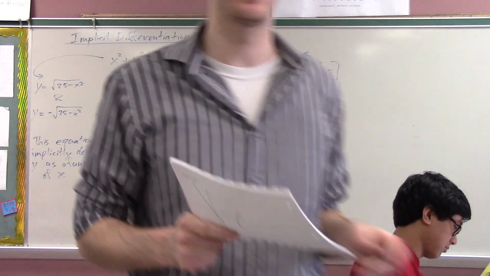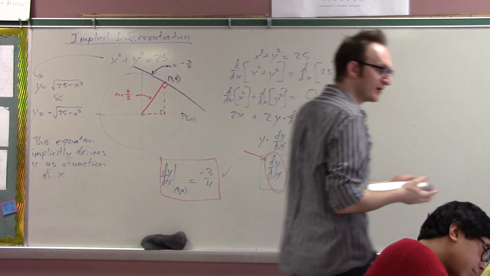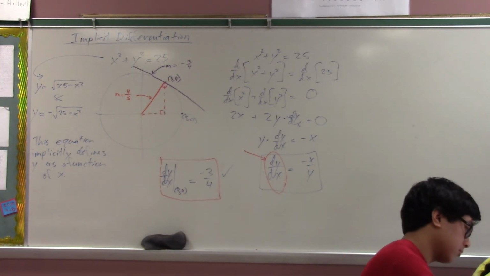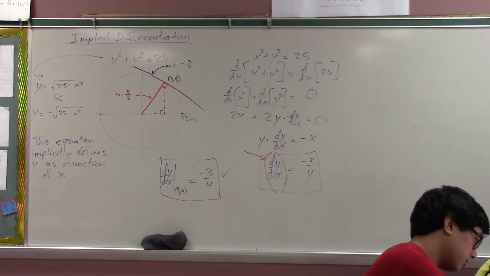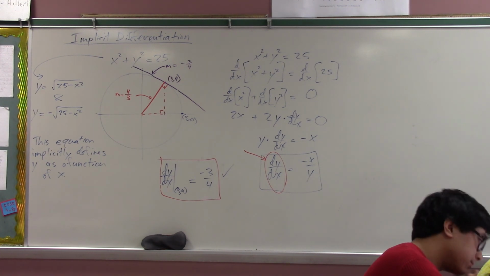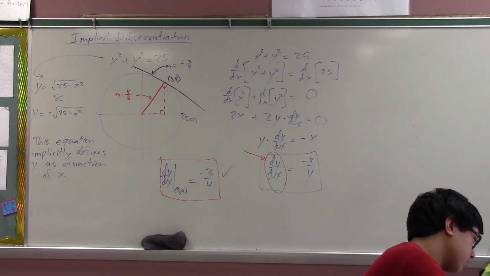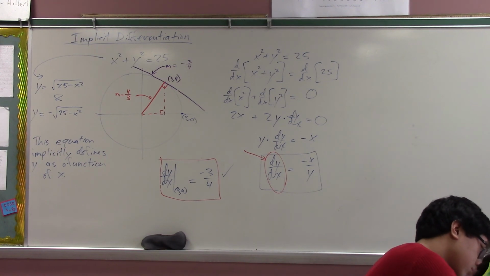This is, by the way, an implicit differentiation worksheet. It looks like this: x cubed minus xy plus y squared equals 4. Never mind how I graphed this answer. I used a computer. This is this curve, which is pretty awesome and exciting. What I would like you to do is, using implicit differentiation, come up with a formula for the slope of the tangent line to the curve at a given point.